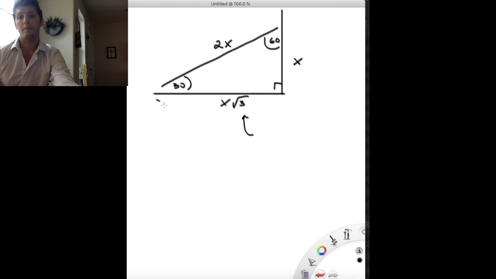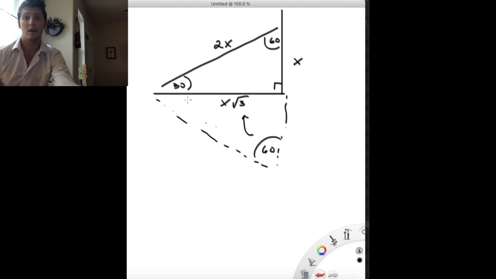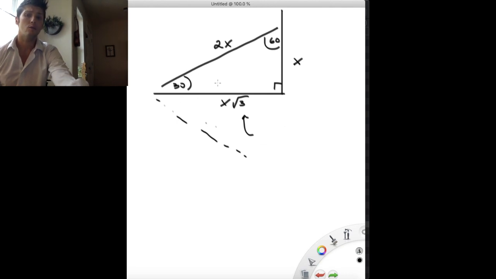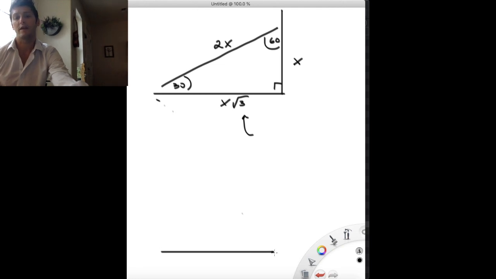By the way, this is half of an equilateral triangle, right? Because if this is 60 and this is 30, you have 60, 60, 60, and then these are all x, x, 2x. So 30, 60, 90 is half of an equilateral. Important thing to know.